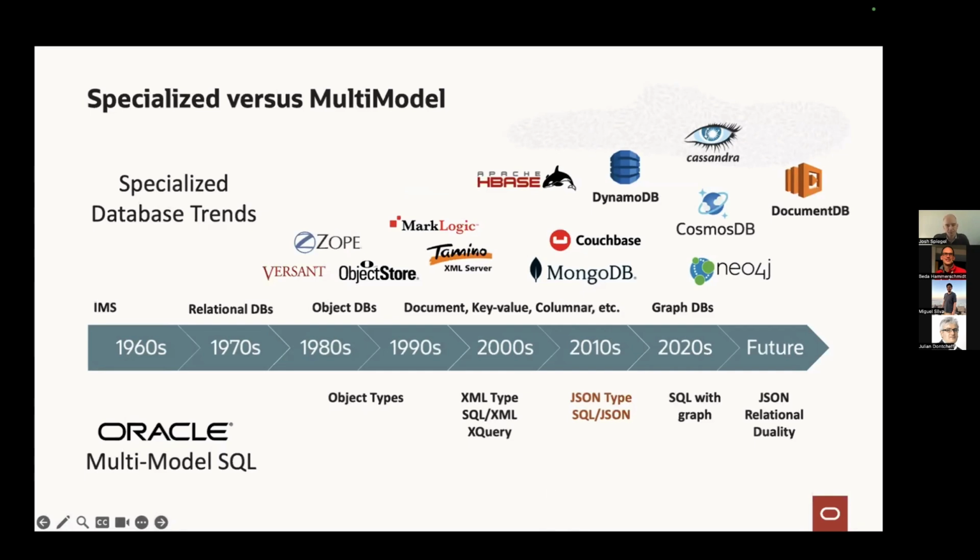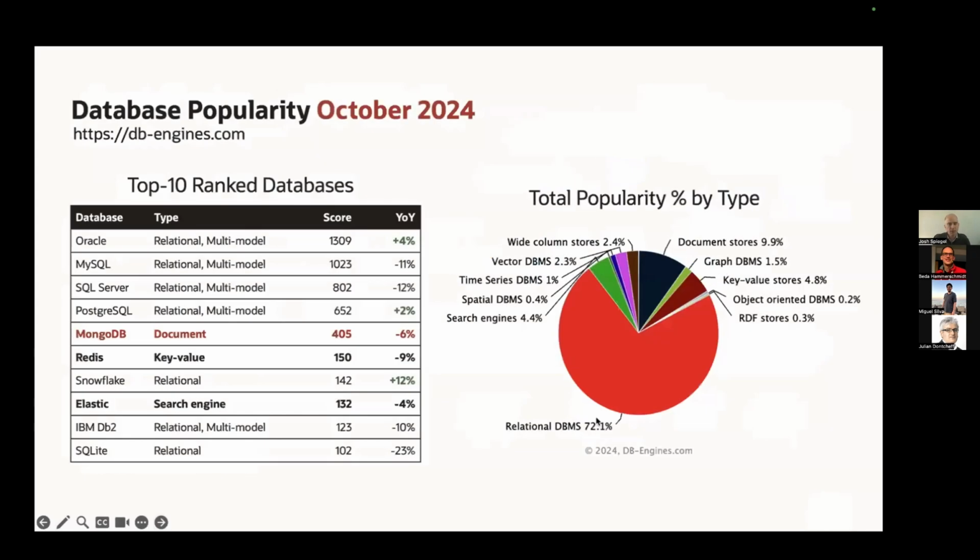On the other hand, there's a group of relational multi-model databases that started out relational, like Oracle. And these databases continue to be very popular today.